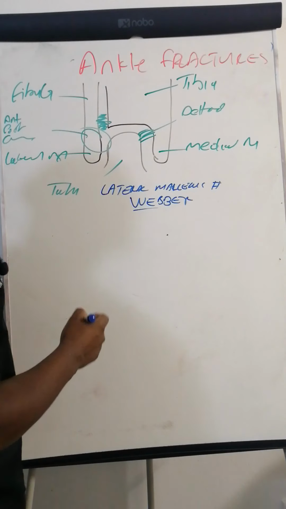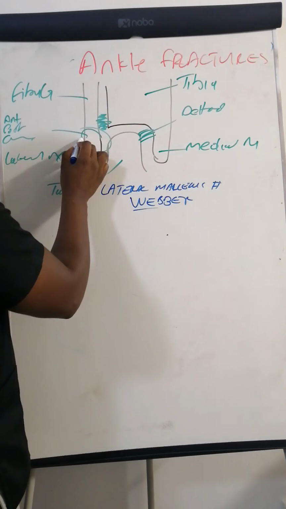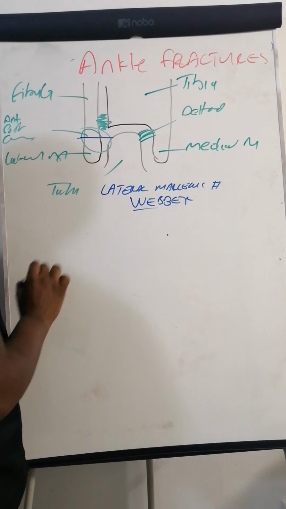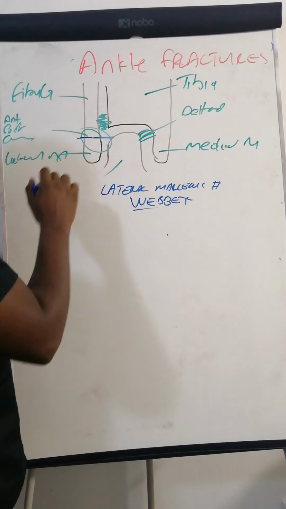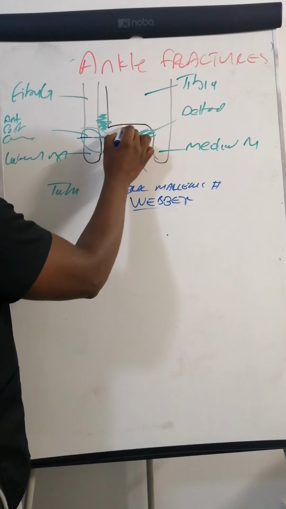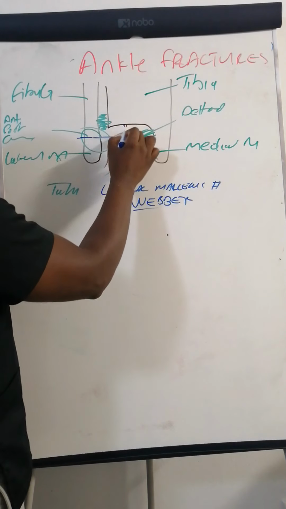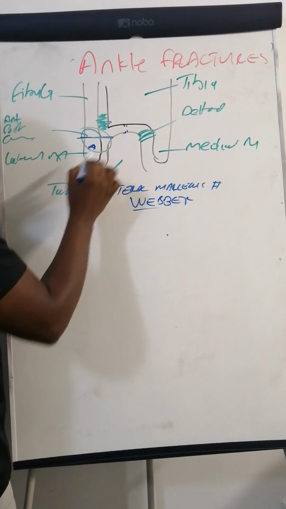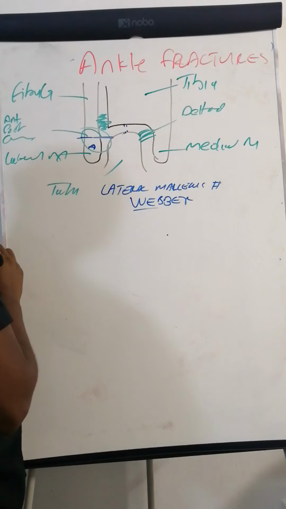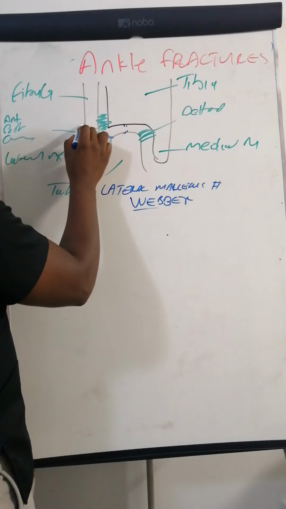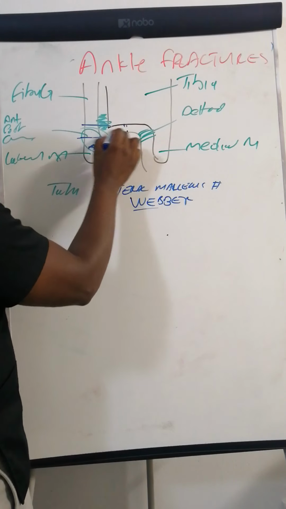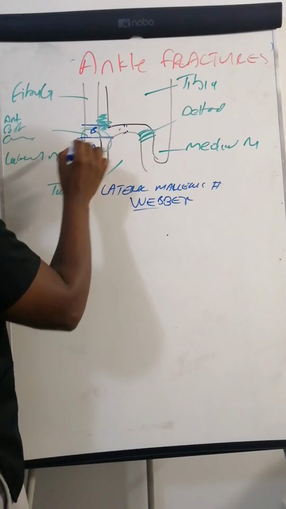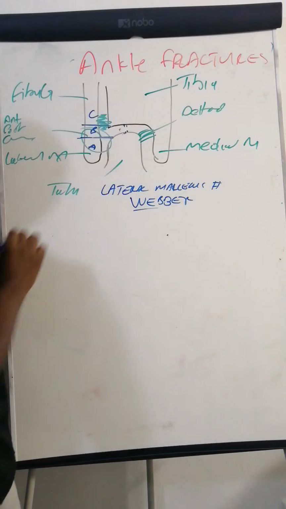So according to the Weber classification, a lateral malleolar fracture that occurs below this level, which is the level where there's articulation between these two bones, is a Weber A ankle fracture. If it happens at the level of these articulating surfaces, it's a B. If it's above that, it's a C.